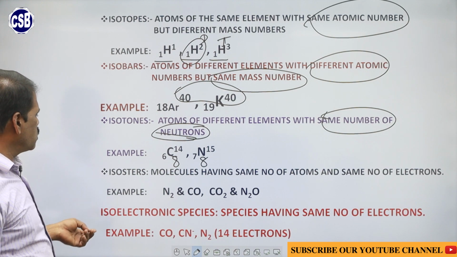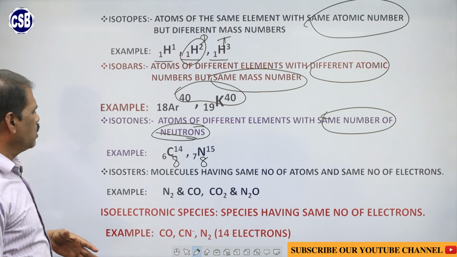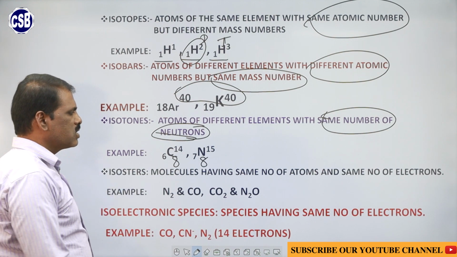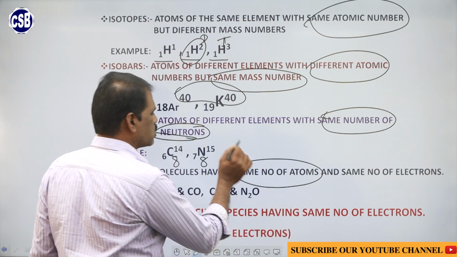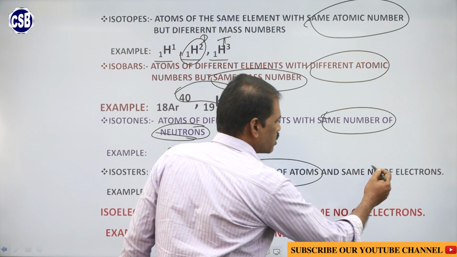There are some more terms. The one is isostar. Isostars are the molecules having the same number of atoms or the same number of electrons.